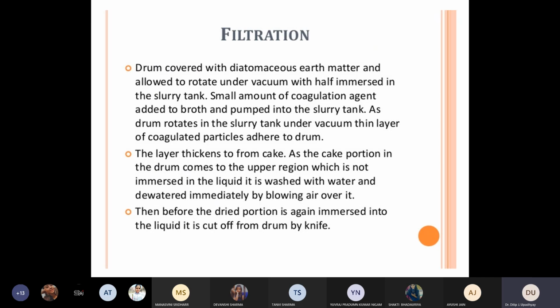Now 6 days are over. There is no more griseofulvin being produced. Please start the harvesting process. So this is filtration. Just read this quickly.